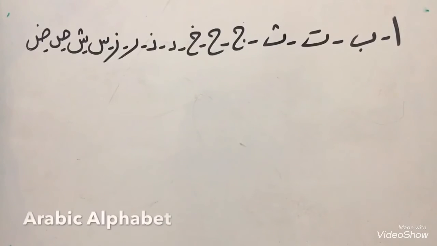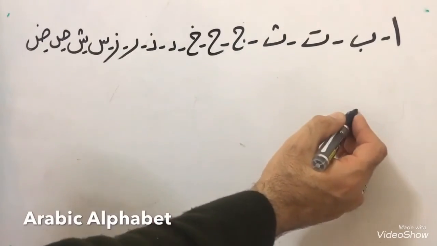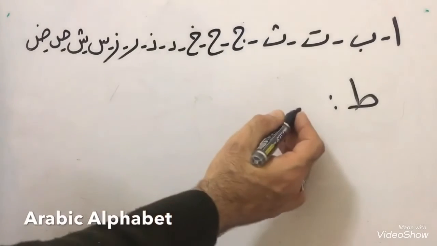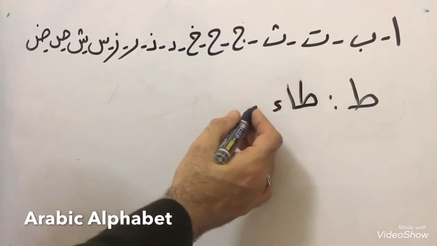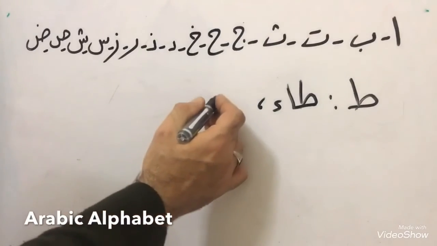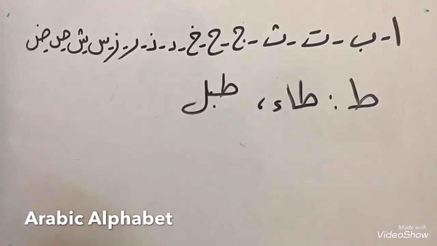Now let us move to a new letter in the Arabic alphabet, which is Ta. It can come at the beginning of the word, middle and end. We can have an example of Ta at the beginning of the word, like Tabl. Tabl means drum.